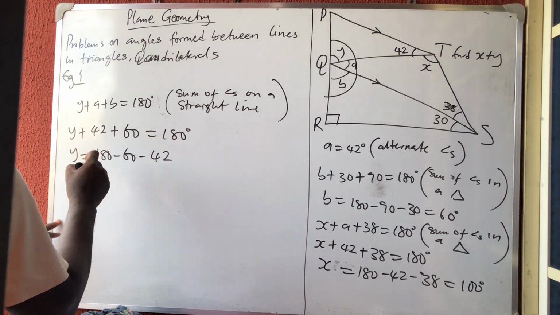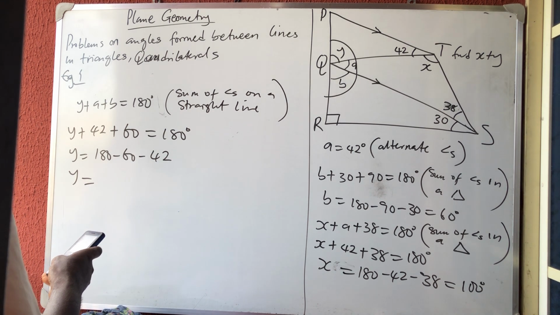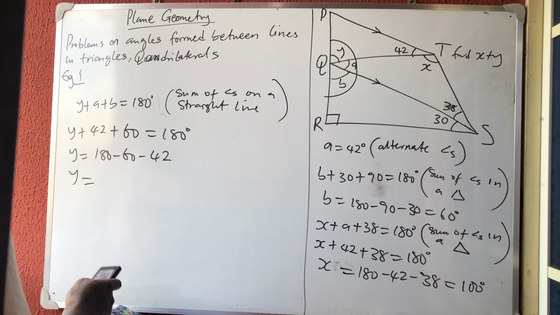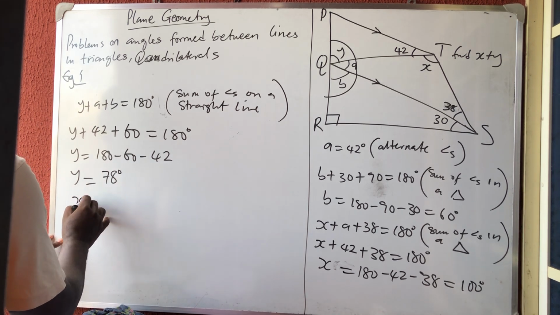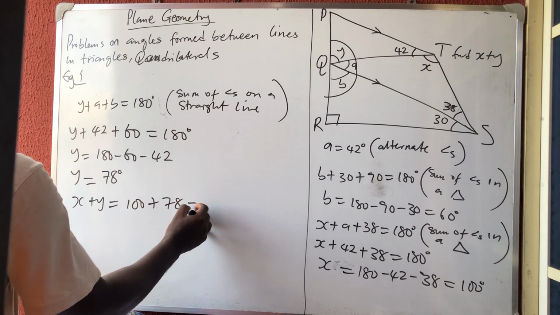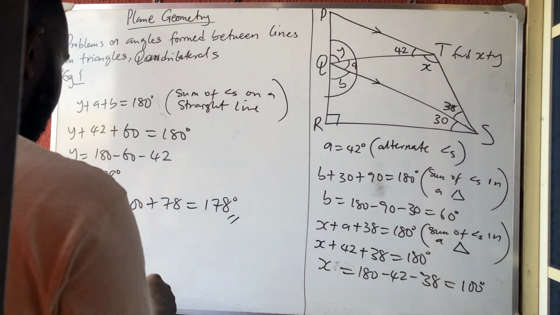So therefore y is equal to 180 minus 60 minus 42, so I'm having 78 degrees. Therefore, x plus y is equal to 100 plus 78, which is 178 degrees. As simple as that. So the next question.